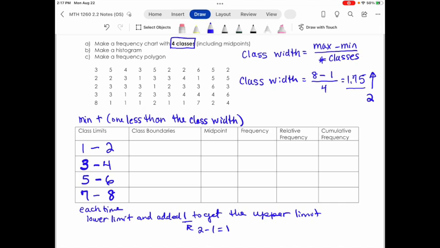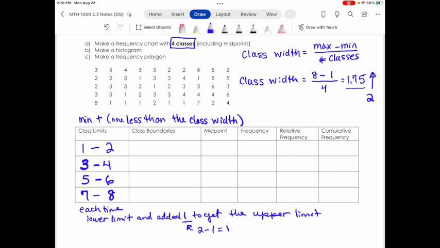So if you notice, if I go from 1 to 2, and then I drop down to the next class, I'm starting at 3. So there's a gap between 2 and 3. So any numbers that fall between 2 and 3 are going to create a space, like 2.3, 2.4, 2.5. Okay, we don't want any gaps between there. So the class boundaries helps us fill in that gap. So I'm going to go out a half in either direction of my class limits to fill that gap.